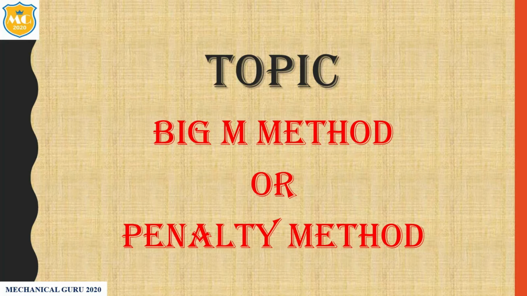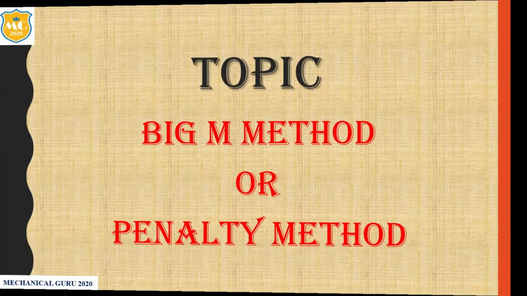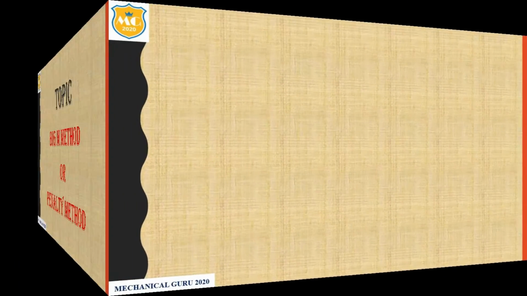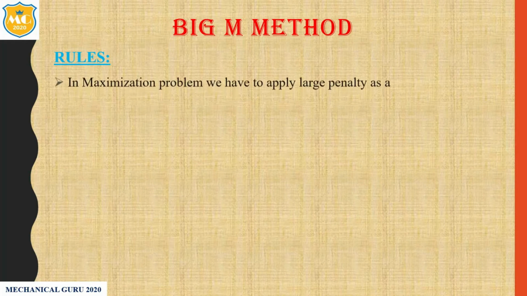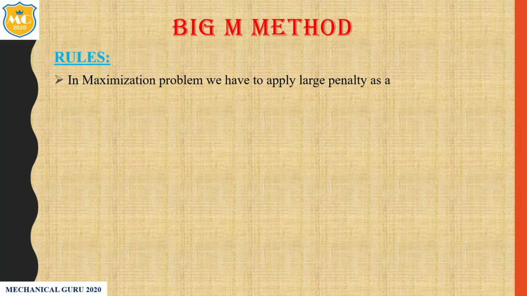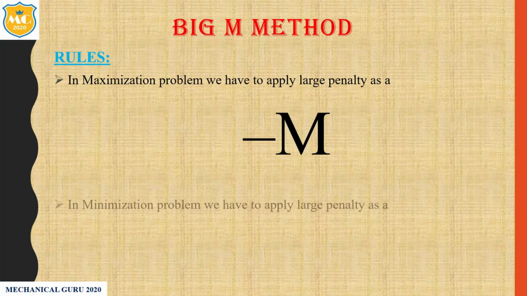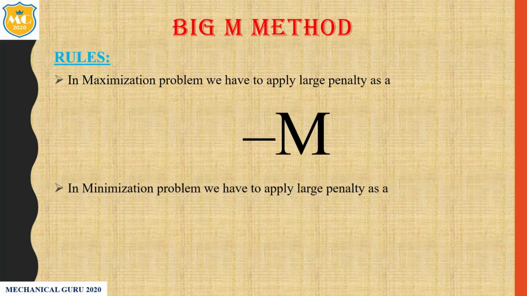Now, there are few rules for the BCAM method. Let's see. The first rule, in a maximization problem, we have to apply large penalty as a minus M. In minimization problem, we have to apply large penalty as a plus M. Now let's see the example.